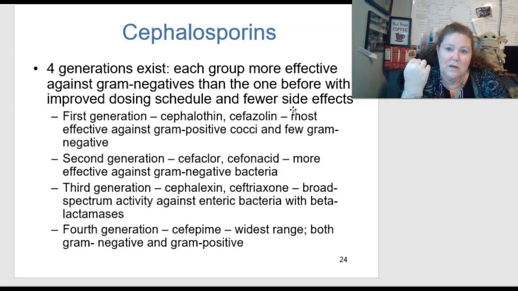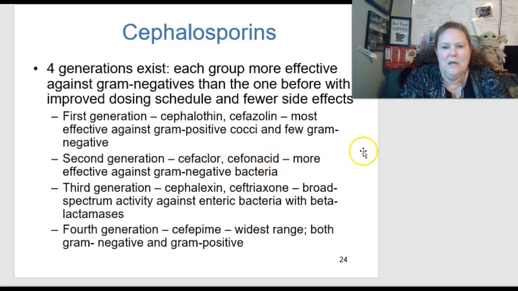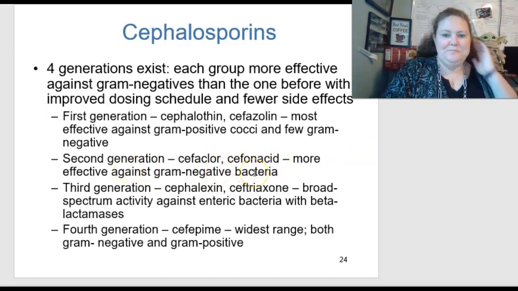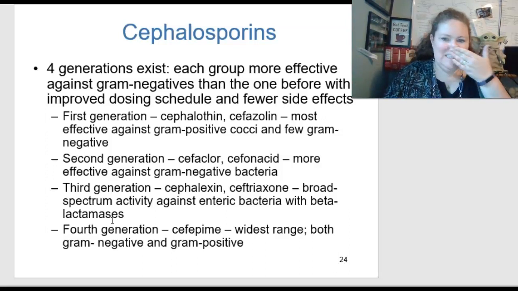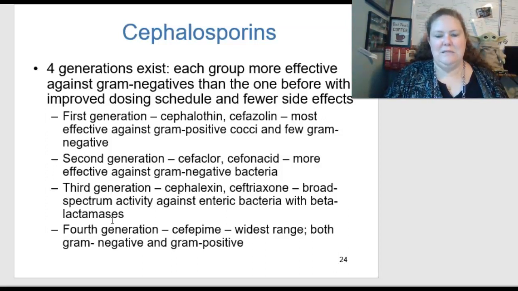We also improved the dosing and reduced the amount of side effects. The first generation are cephalothin and cefazolin, which were most effective against gram-positive cocci and a few gram-negatives. Then we went to second generation, your cefaclor and cefonicid, which are more effective against gram-negative bacteria. We get even stronger and more detailed. The third generation, cefotaxime, has broad spectrum activity against the enteric bacteria with beta-lactam. And then your fourth generation, cefepime, has the widest range and can attack both gram-negative and gram-positive bacteria.